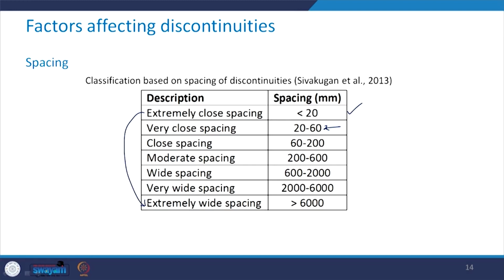You see, in case of the extremely wide spacing, the spacing is of the order of more than 6000 millimeter. So, if you have the spacing which you can measure using the tape there in the field, accordingly you can describe that discontinuity with respect to its spacing.